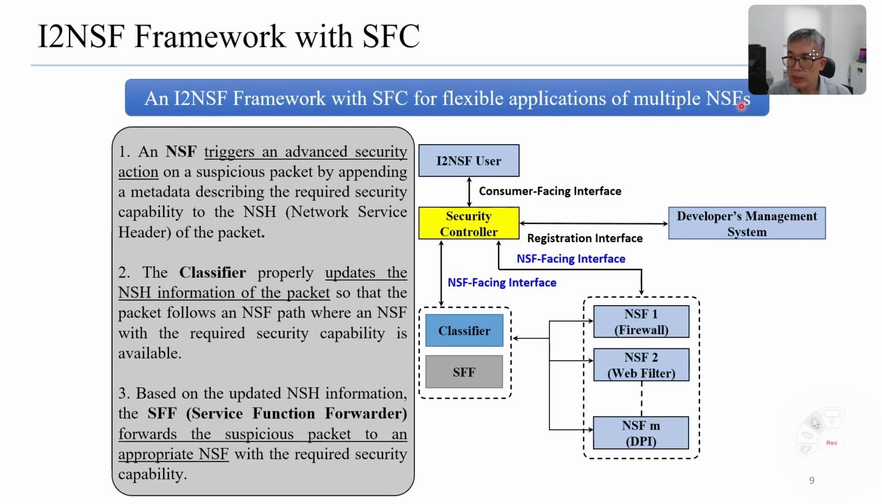The second one is service function chaining, SFC. On the right hand side we have a figure. Multiple NSFs are chained using service function chaining. The classifier makes service function paths for specific traffic flows, and the service function forwarder, according to the SFC header, selects the next hop network security function accordingly.